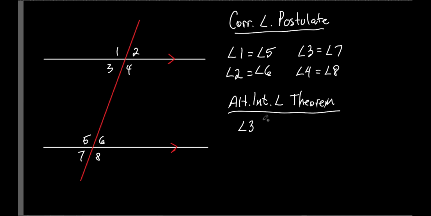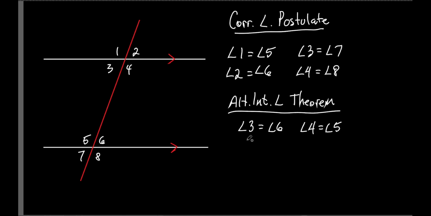All right, but we use the word alternate. So 3 and 6 are alternate interior. This theorem says that the alternate interior angles are equal to each other as well. All right, so that's nice. So 3 and 6 are exactly the same. What else? Angle 4, what do you think that's equal to? Angle 5, good.